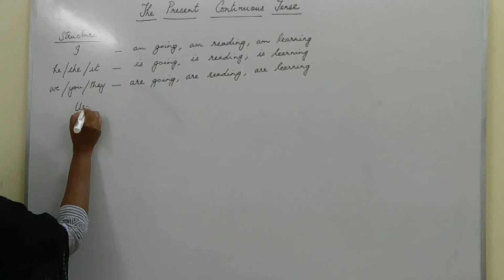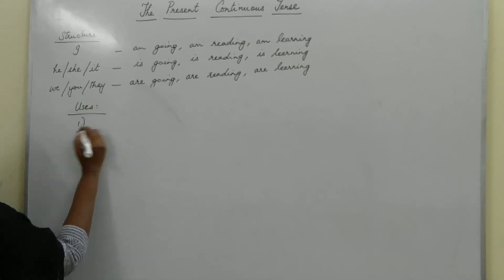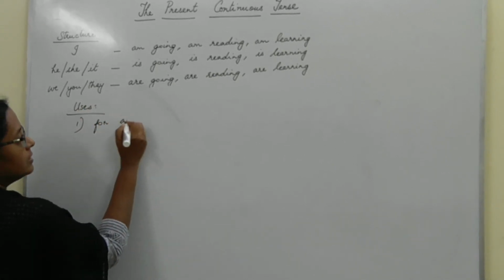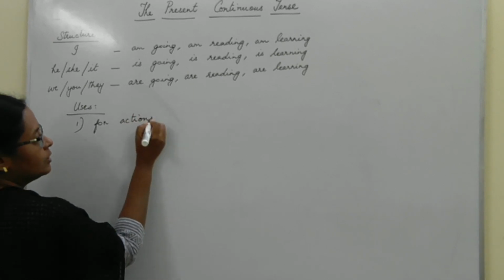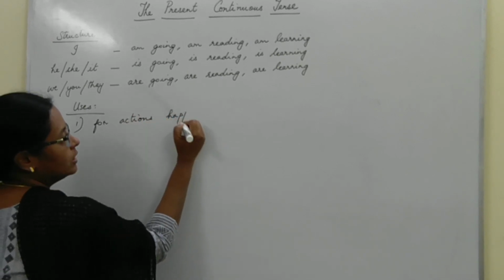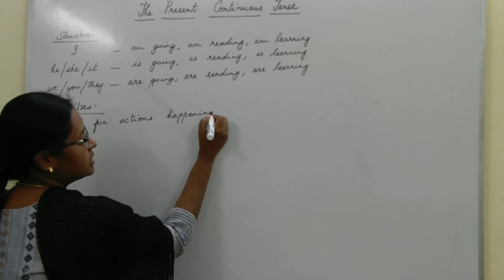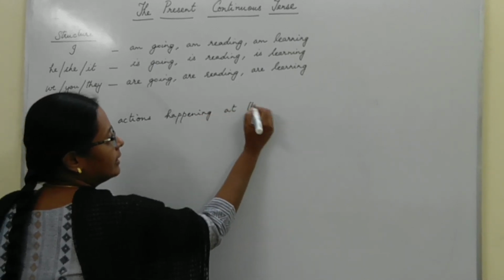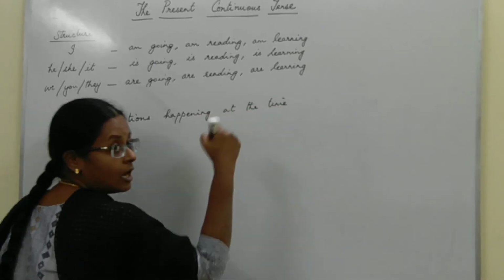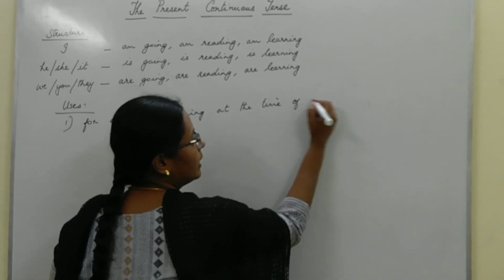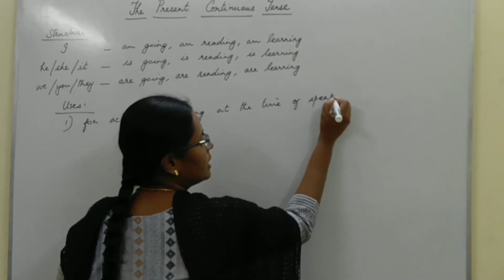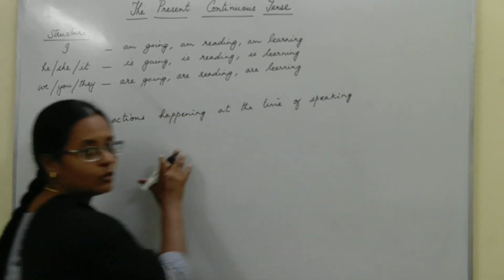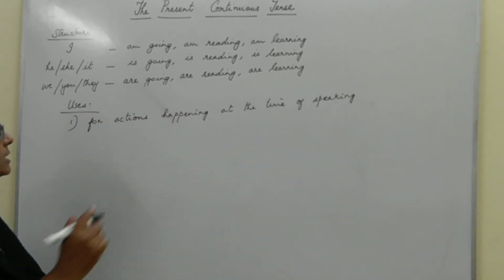The first important use is for actions happening at the time of speaking. You see, I am teaching, you are listening or you are learning. For actions happening at the time of speaking. So it's now, right now, at the moment. So that's the first and foremost use of the present continuous tense.